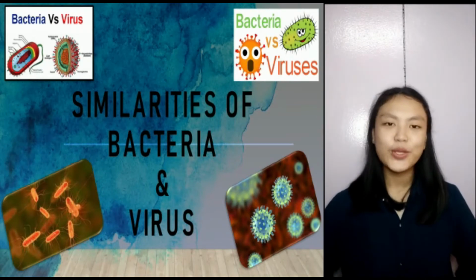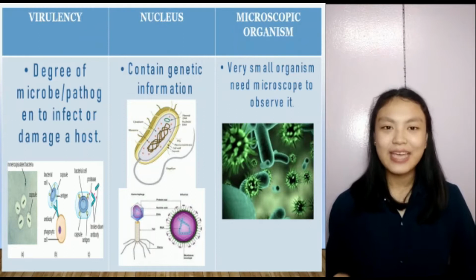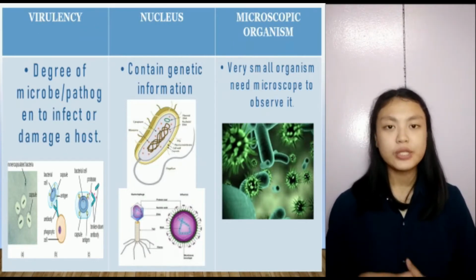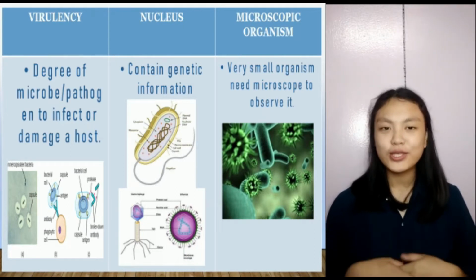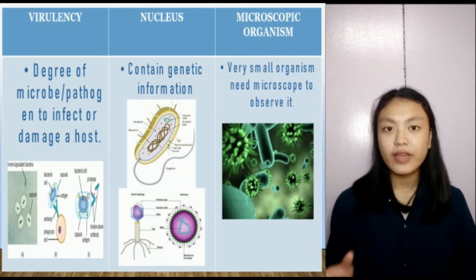Here are the similarities between bacteria and virus in terms of virulency, presence of nucleus, and type of organisms. So for the first similarity, both are virulent, which means both have the ability to infect or to damage a host by causing diseases. This can be determined by the virulence factors.